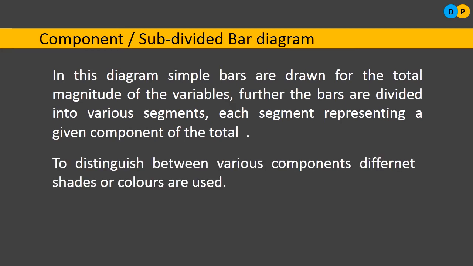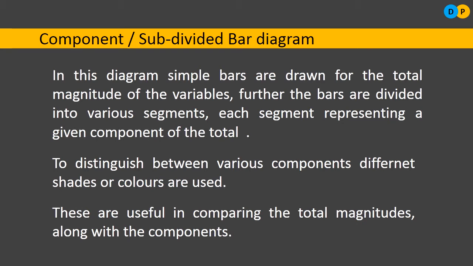Next, in this component bar diagram, to distinguish different components from one another, we have to identify them, no? How do we distinguish them? This can easily be done with the help of shades or colors. If you are not able to add colors to your diagrams, then you can use different shades or different patterns.